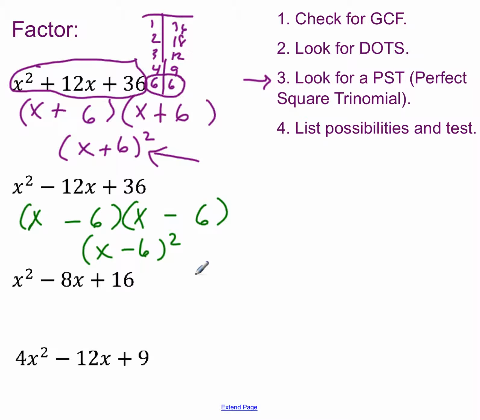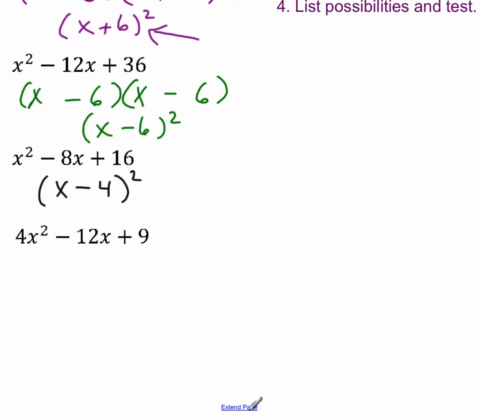16 is a perfect square, just like 36 was. If I think the square root of 16 is 4, double of 4 is 8, I might just recognize that this is a PST, and that its factored form would be x minus 4 parentheses squared. If you don't notice this and you go the long route, that's not the end of the world. It just takes longer, that's all.